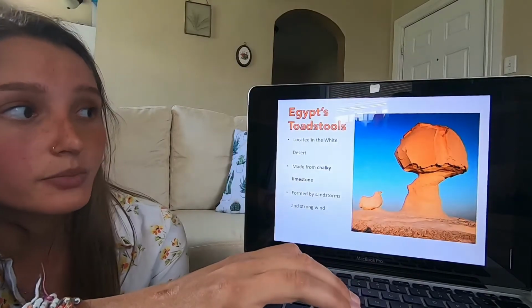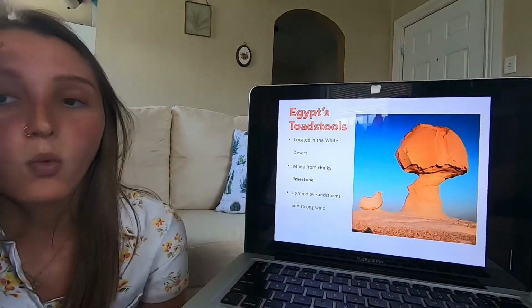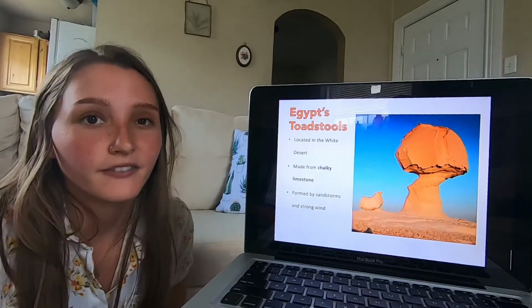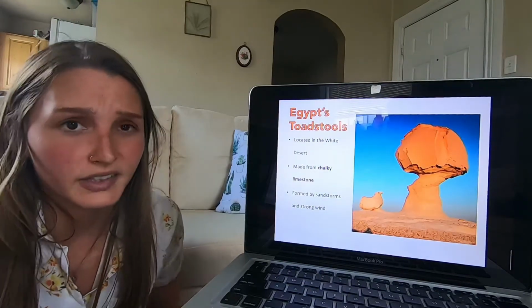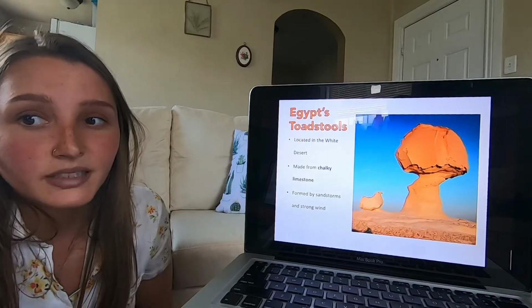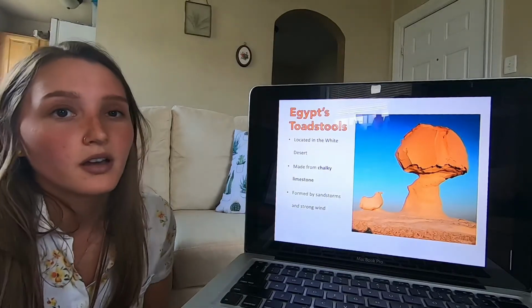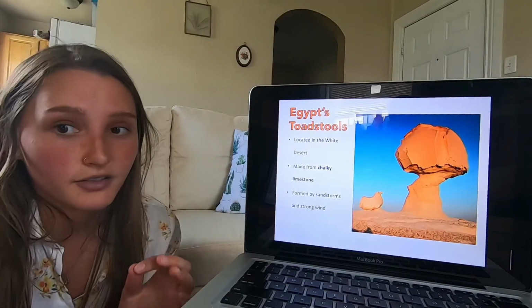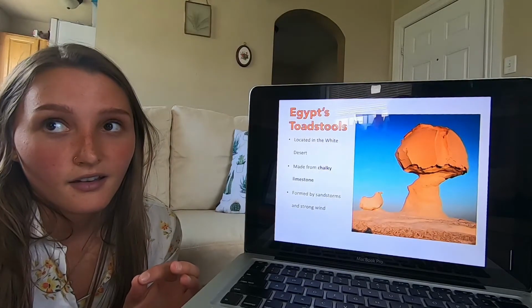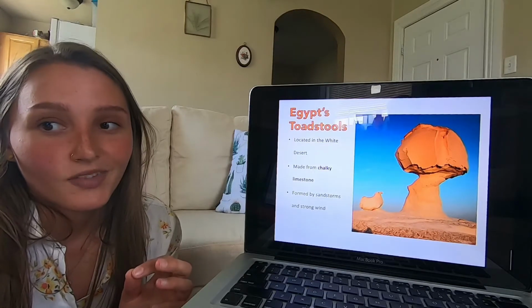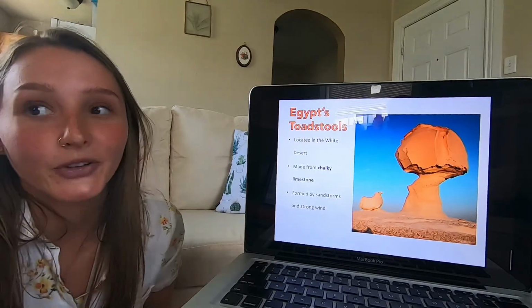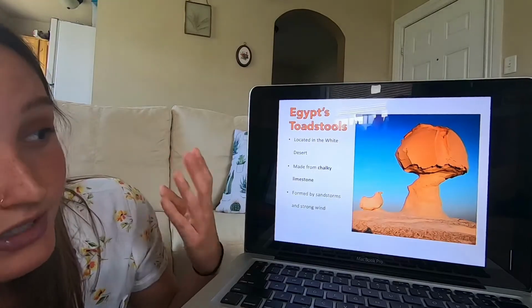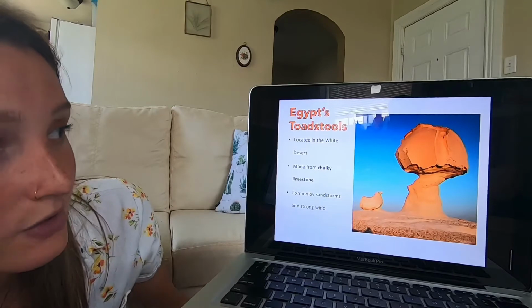Now we got Egypt's toadstools. These are located in the White Desert. And 80 million years ago, the White Desert was a sea that left this chalky limestone that we see today. This desert has many sandstones, and wind blown above 3 feet off the ground are the strongest. And this causes the bottom to erode much faster than its top, leaving this weird, really cool but weird shape in the White Desert.